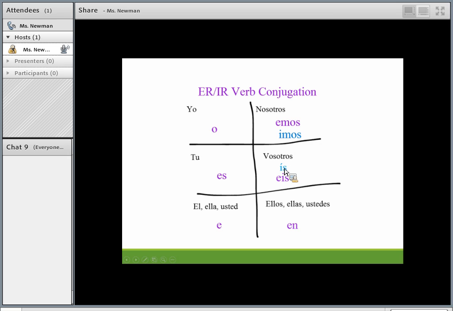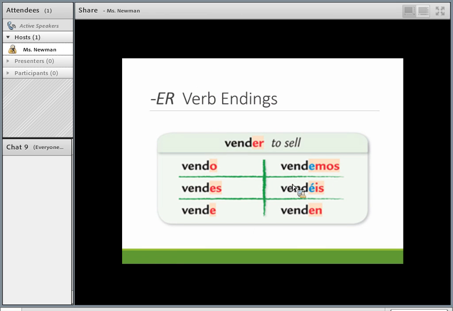Nosotros and vosotros, they do that spelling change. So emos would go with the ER verbs and imos would go with the IR verbs. Éis goes with ER, ís goes with IR. Okay, let's look at how this is applied to some verbs.